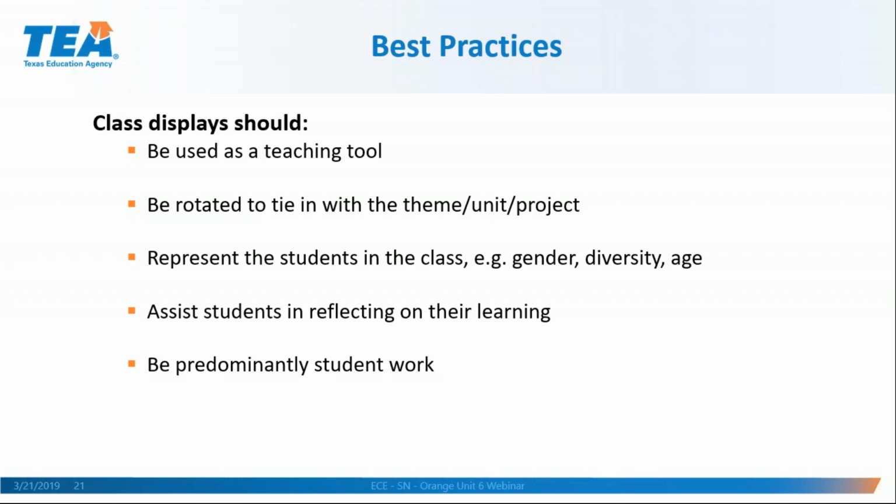And it should be predominantly student work. So what do the experts say? Well, I hunted.